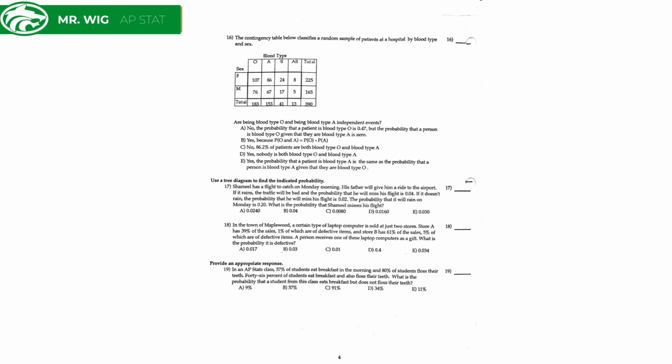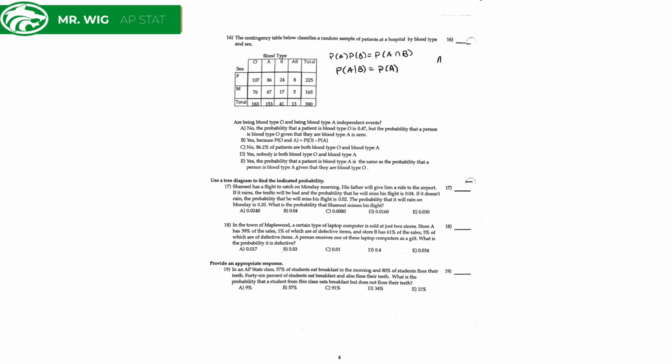Let me just refresh our memory on what our rules are, what we have to justify independence or not. We know that the probability of A times the probability of B would be equal to the probability of A and B if they're independent. We also have a rule that says if the probability of A given that B occurs is equal to the probability of just A by itself, meaning the fact that B happened didn't change the probability, that would also tell me that these events are independent.